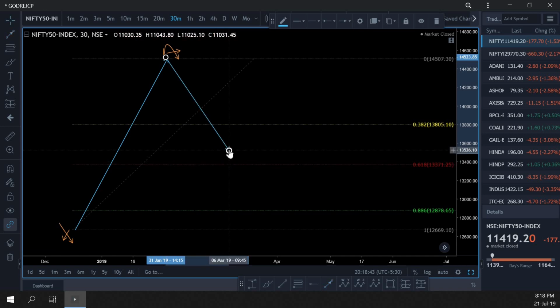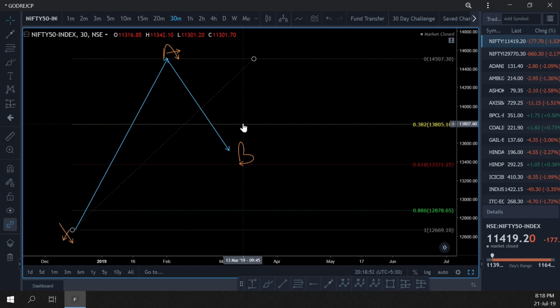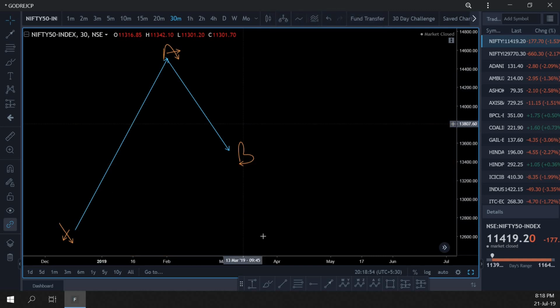So let's say this wave ends here. You would call this wave a B wave formation. Alright, once that B wave formation is done, make sure your fib is deleted, the previous impulse.